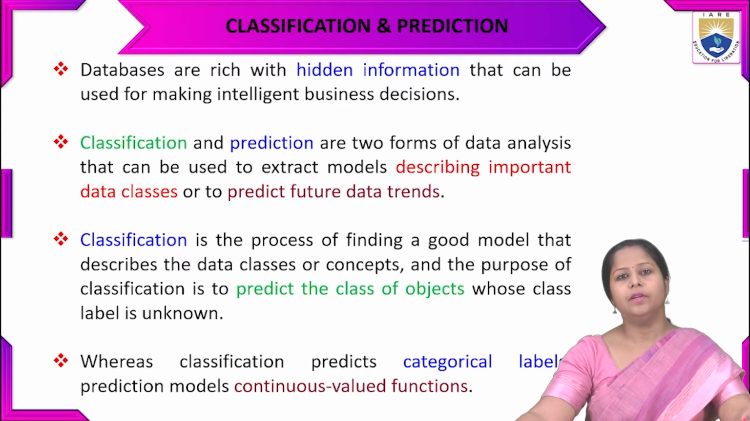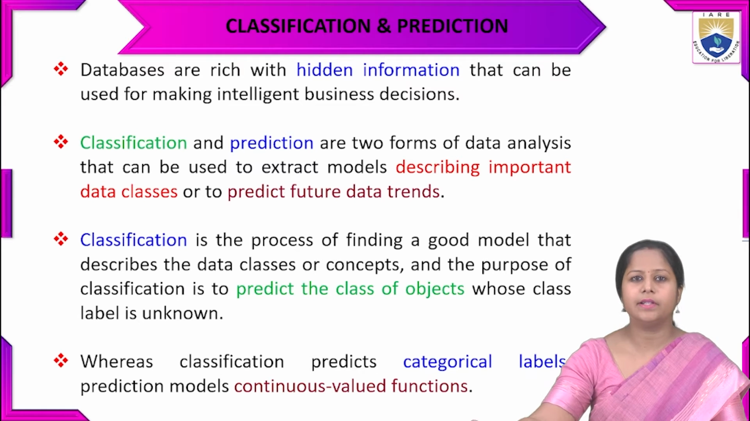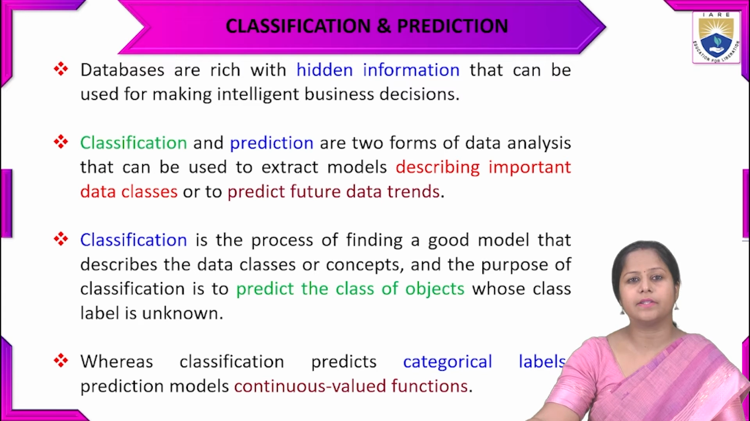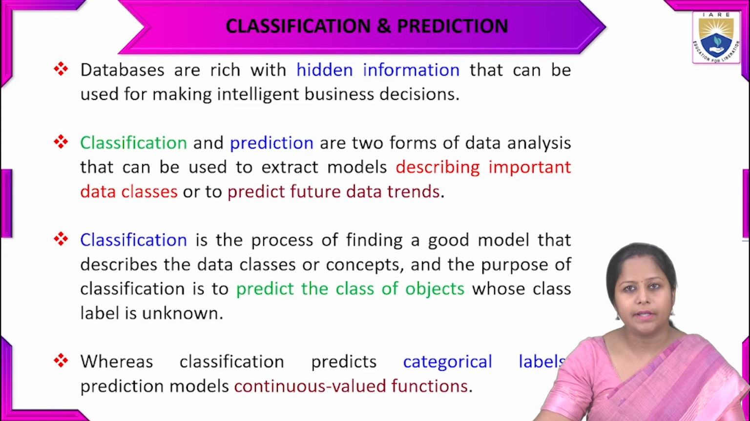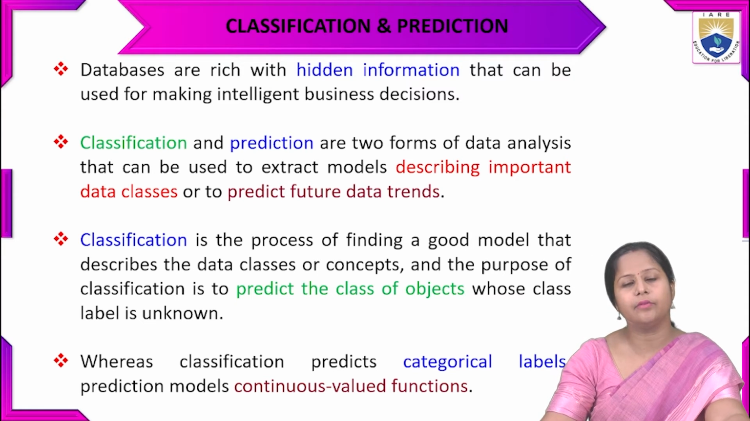Classification and prediction. As we know, databases are very rich and cover all the data around us. That database also has hidden information. We use that hidden information in data warehousing. While making a data warehouse, we use that hidden information, that is the past information of the data, in a useful manner. We are going to predict intelligent business decisions and make good decisions on the basis of that.